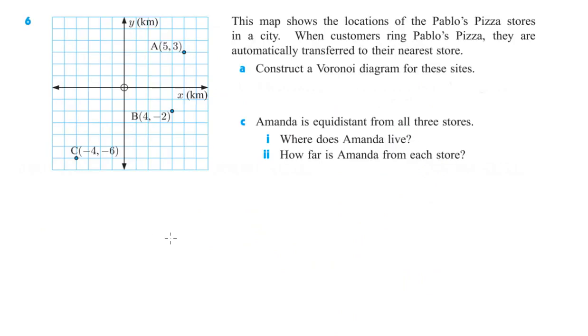Okay, moving on to number 6. This map shows the locations of Pablo's pizza stores in the city. When customers ring Pablo's Pizza, they are automatically transferred to the nearest store. Construct a Voronoi diagram for these sites. Okay, so we got A, B, and C. So we really just want to find the midpoints of each of these.